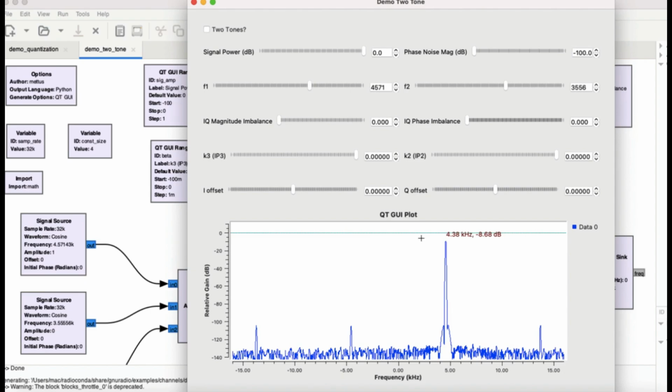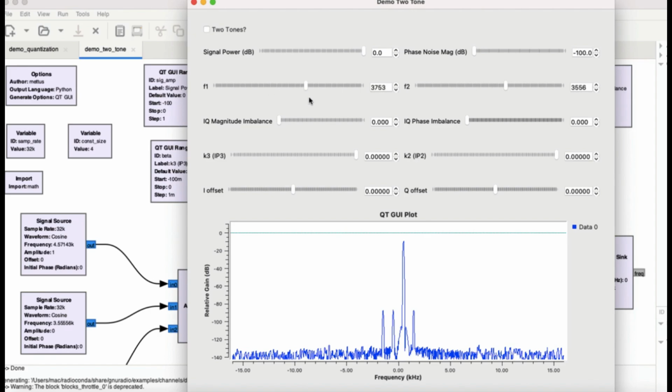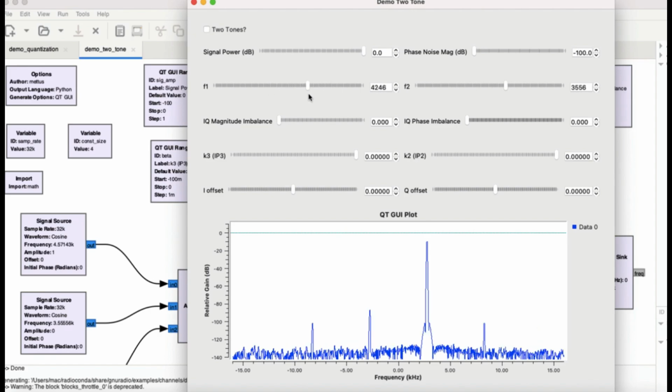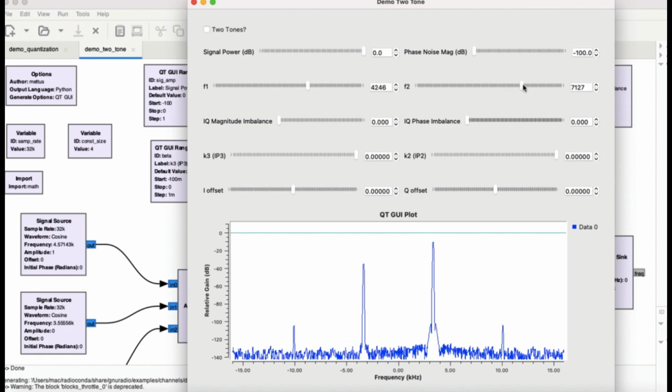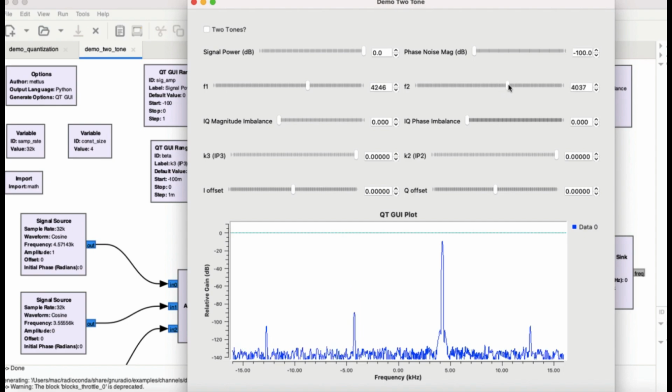Right now you're seeing only one signal. That signal is, I believe, controlled by this slider. This is the slider that is controlling it. F2 has no effect. We're looking at a single tone at a time.